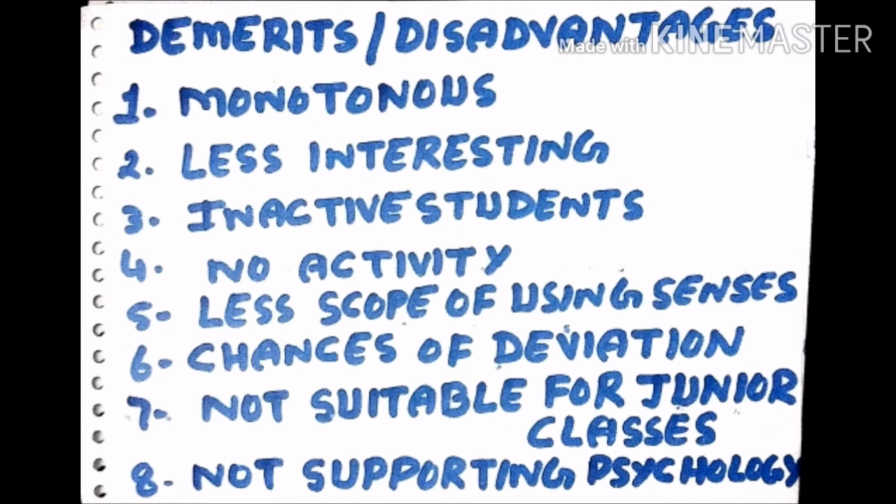And the seventh demerit is that it is not suitable for junior classes, as students are not habituated to sitting idle, and they are supposed to do something in the classroom. To be in active mode is the most required thing for the junior classes. As there is no scope for doing any other activity in the lecture method, it can be said that it is not suitable for the junior classes. The last demerit of the lecture method is that it is not supported by psychology and the psychological process.